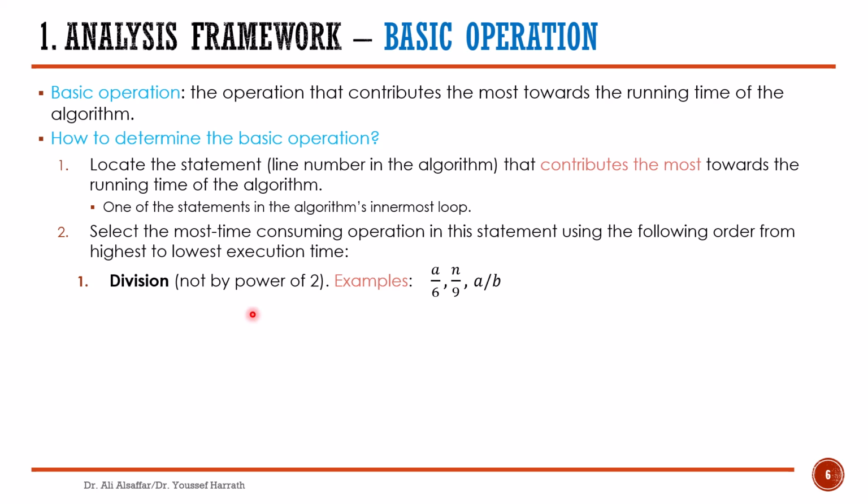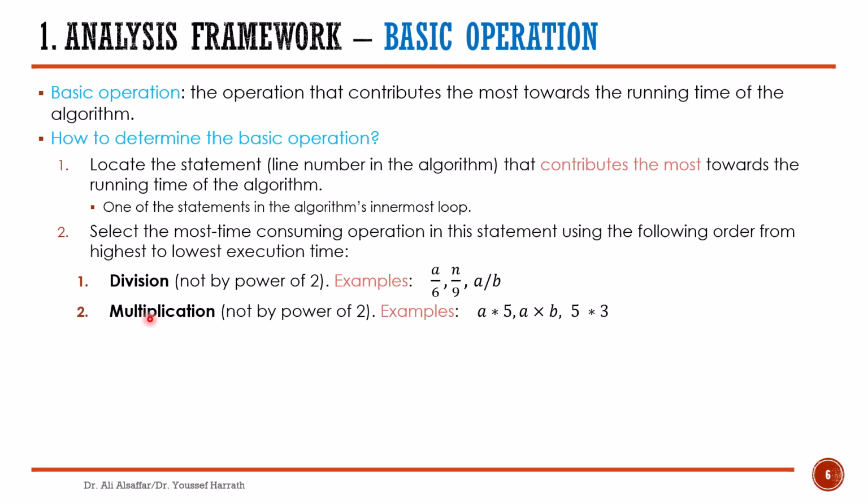Examples of the division operation is when you divide a over 6 and 6 is not a power of 2, dividing a number by 9 and 9 is not a power of 2, dividing a over b assuming b does not have a value that is a power of 2, and so on.